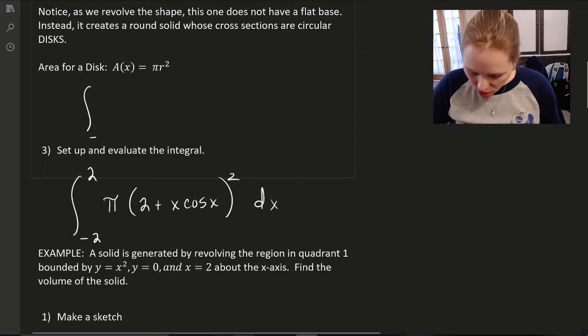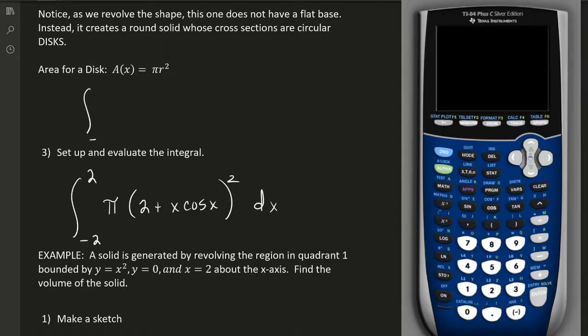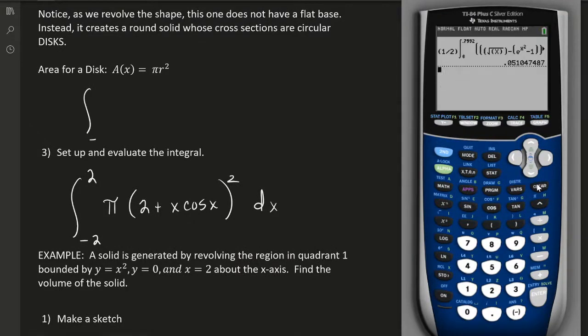evaluate this integral. We could use our tricks about plugging it into y1 and evaluating it that way. There's lots of little shortcuts that we could use. I'm just going to go ahead and plug it in. Math 9, -2 to 2.